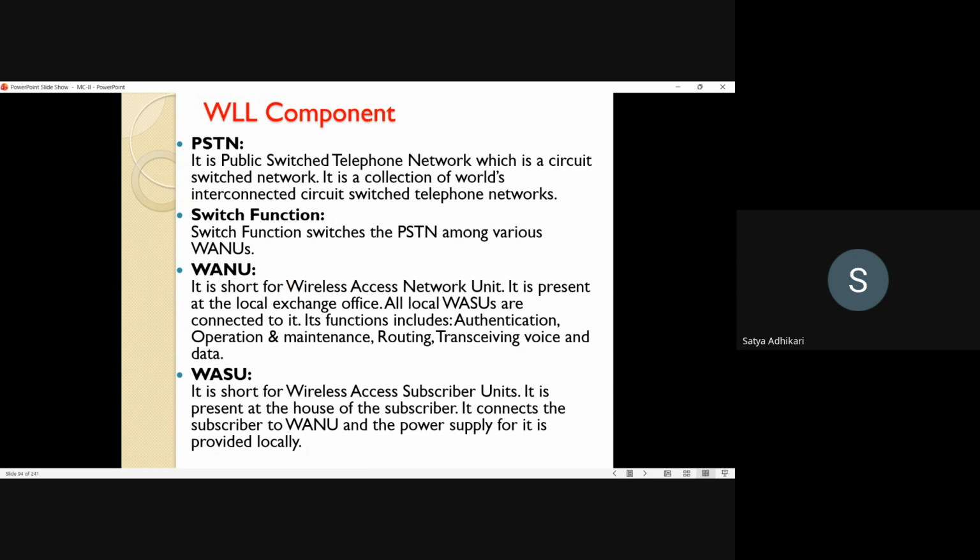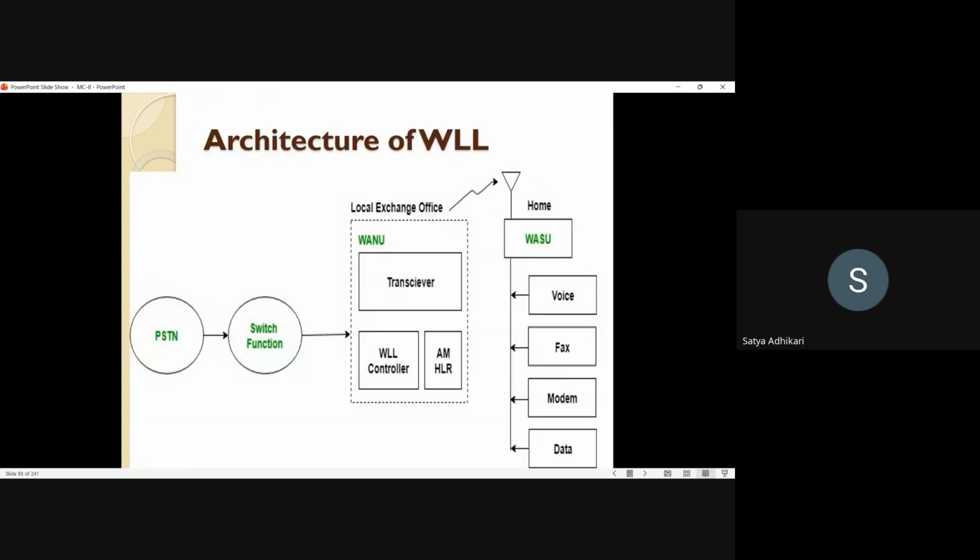So you see the picture of the WASU. It is available in the subscriber's home, and the power supply is local at the subscriber's home. All the services, voice services, fax, modem, and data, are connected to the WASU. Any data from the home goes to the WASU, and it is connected to the WANU at the local exchange office.